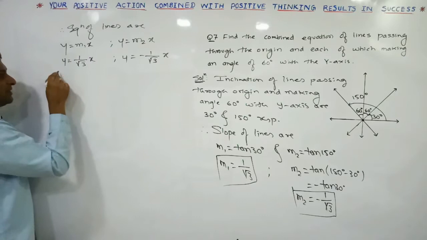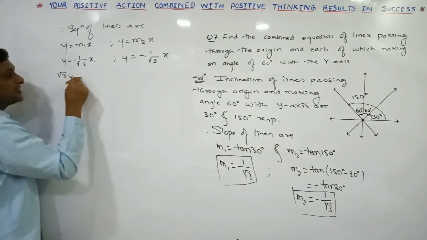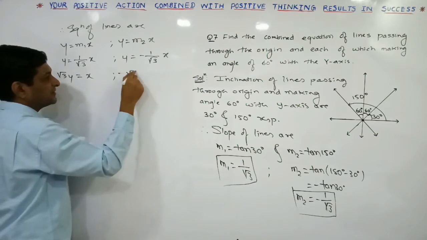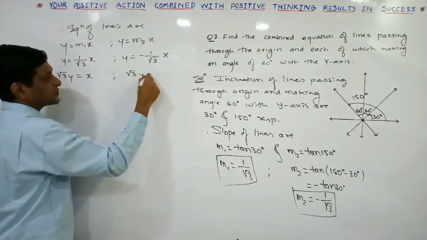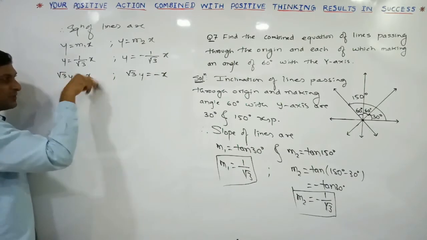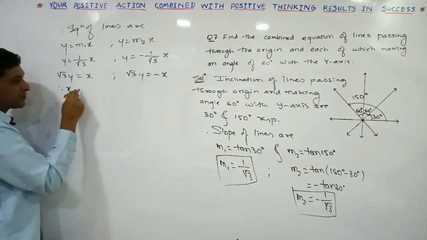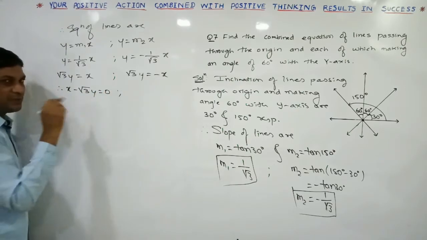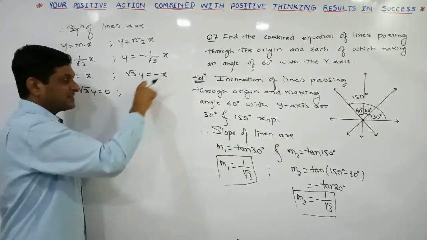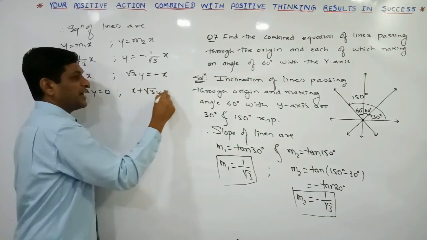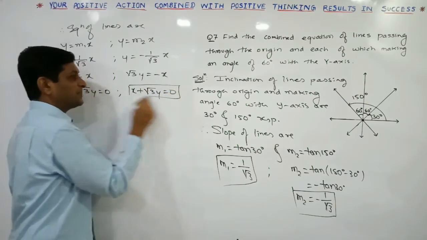Root 3 into y will be equals to root 3y is equal to x. And here we will get root 3y is equals to, on this side remaining term is what? Minus x. So plus root 3y on this side will become minus root 3y. X minus root 3y is equal to 0 is the equation of first line. And here minus x on this side will become plus x, means x plus root 3y is equal to 0 is the equation of second line.